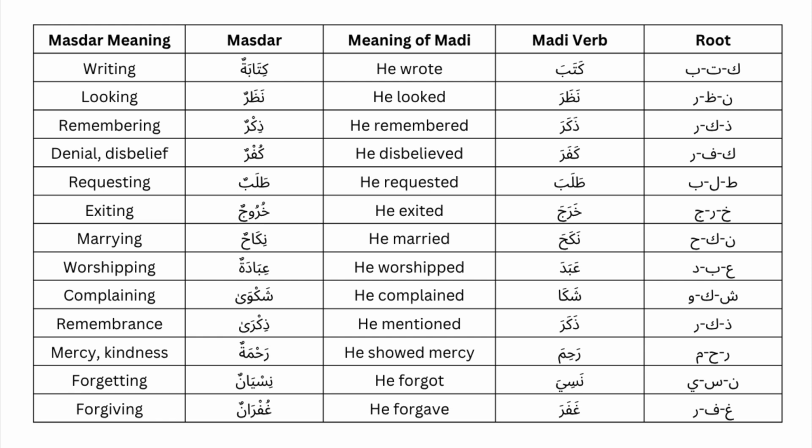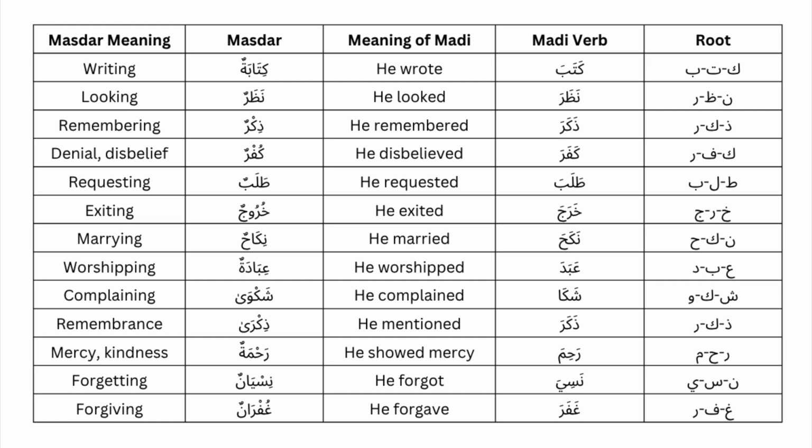Then we have the meaning of the madi, which simply explains the action in English, like he wrote. Next comes the masdar, which is the focus of our lesson. This is the verbal noun, such as kitaba. And finally, the first column shows the masdar meaning in English, which helps you connect the concept, such as writing. So now you can see the full flow, root to verb, to action, to masdar, to idea.